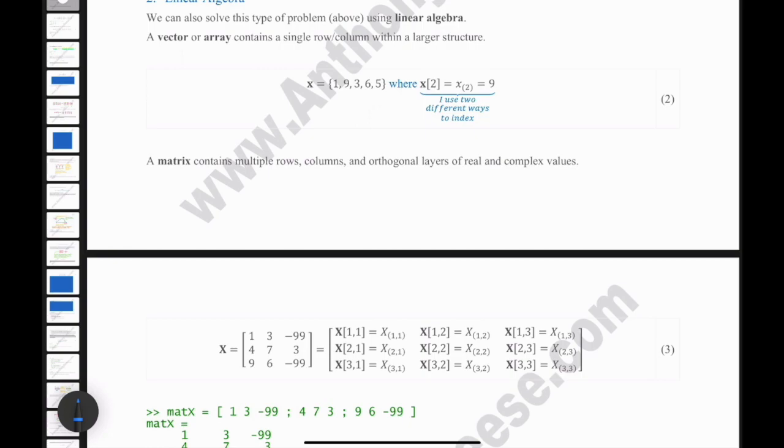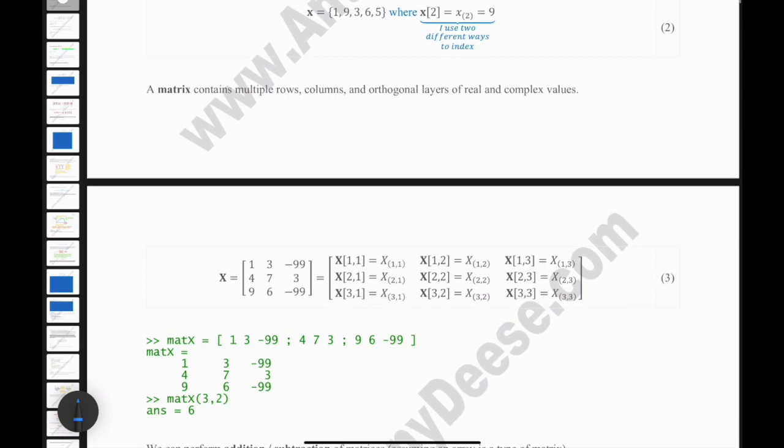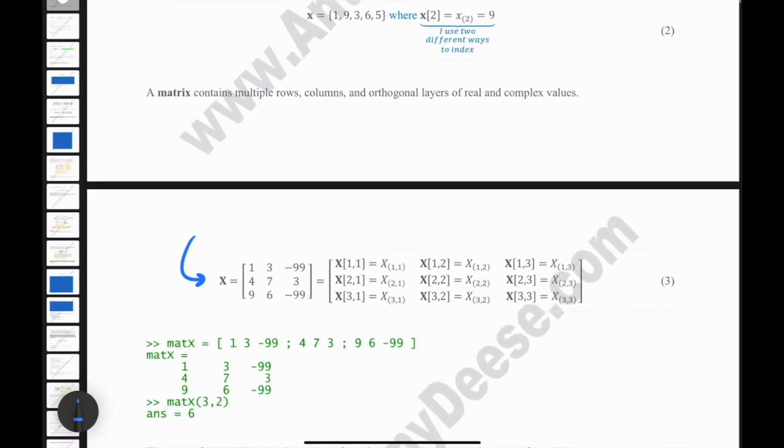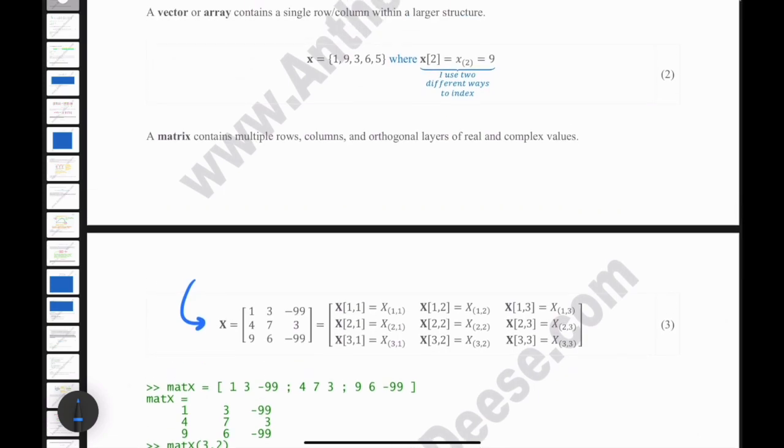So linear algebra is essentially the study of these types of equations, matrix and vector-based equations. So we know that a vector or array contains a single row or single column, potentially within a larger structure. So we have X has a length of 5, it contains 5 elements, and these are just ways of referencing various elements. X2 is 9, or x sub 2. I mean, the notation really depends on your preference, but these are the ways that I normally index arrays.